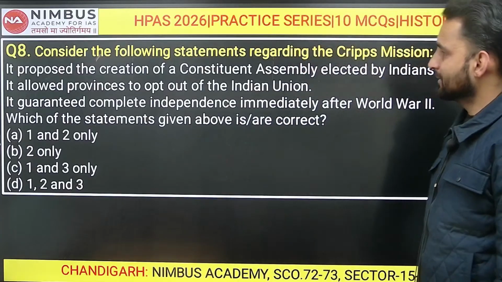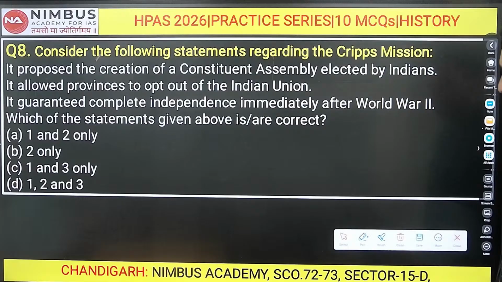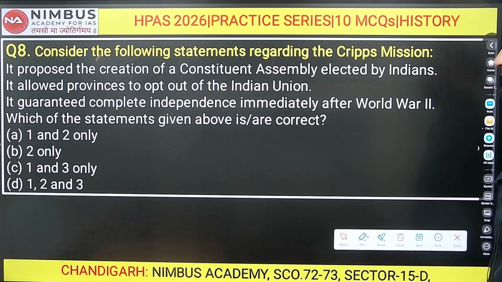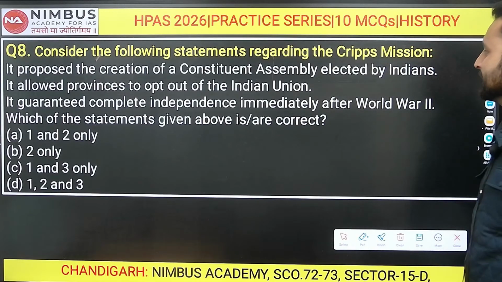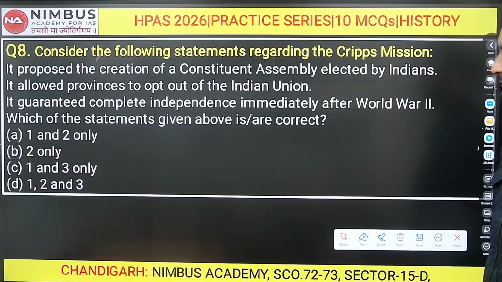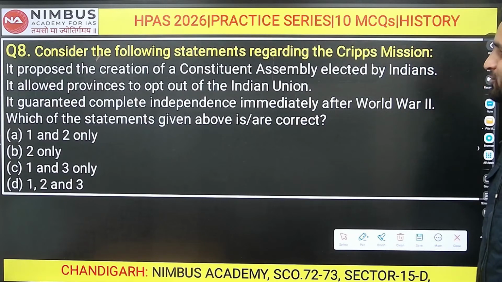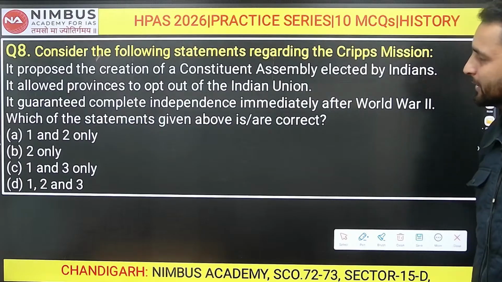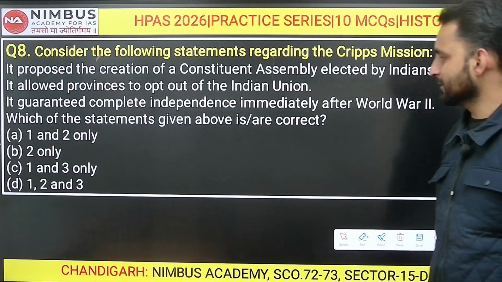Question number 8. Consider the following statements regarding Cripps mission. Important. So there are 3 statements. First is, it proposed the creation of a constituent assembly elected by Indians. That is one thing. Second, it allowed provinces to opt out of the Indian Union. And third is, it guaranteed complete independence immediately after World War II. Which of the following statements are correct?